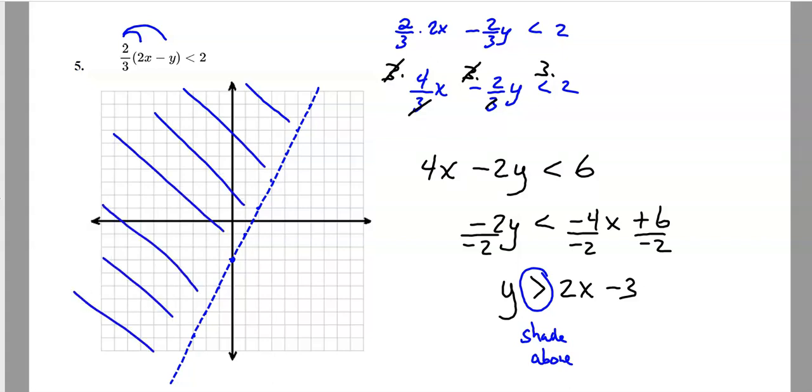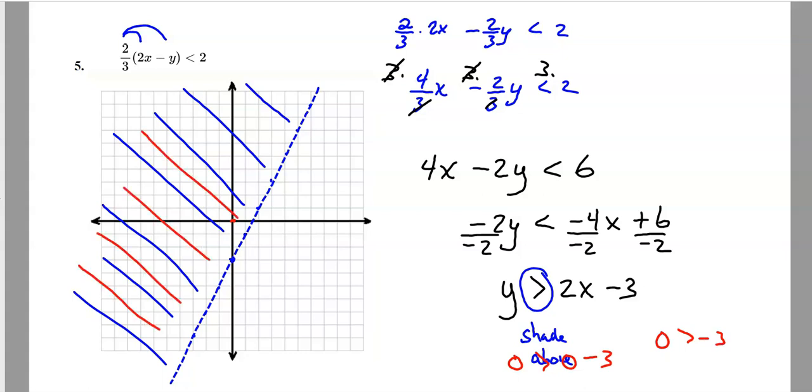And if you don't really like the shading above or below thing, choose a test point. Put 0, 0 in. See what shakes out. Is 0 greater than 2 times 0 minus 3? Well, yeah, 0 is greater than -3. That's true. So you would shade the 0, 0 side. Now, we've been lucky. We've always been able to test 0, 0. Sometimes 0, 0 is on the line. So you got to pick like 1, 1 or 2, 2 or some other easy point to plug in.